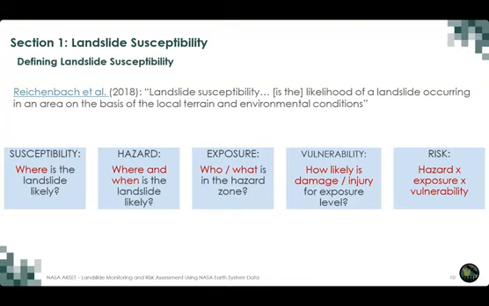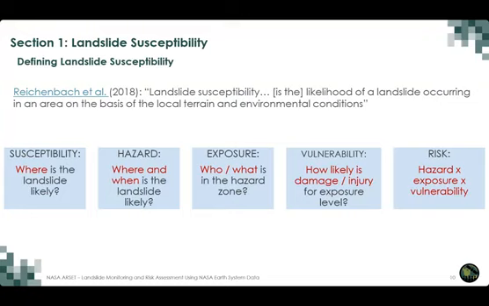So the first thing to do is to talk a little bit about what defines landslide susceptibility. In a large-scale review, Reichenbach and co-authors defined landslide susceptibility as the likelihood of a landslide occurring in an area on the basis of local terrain and environmental conditions. So this is obviously a likelihood. It's thinking about the potential chance of a landslide happening.